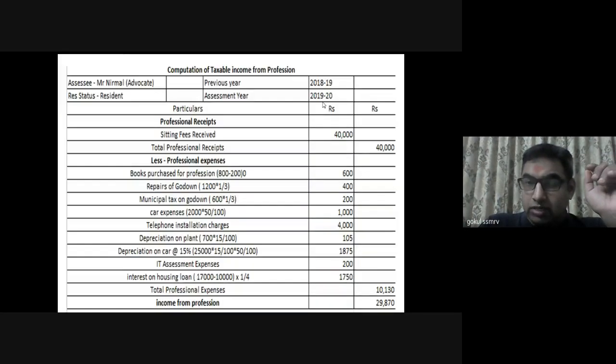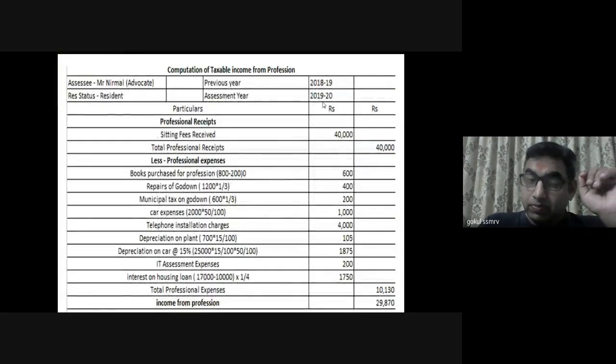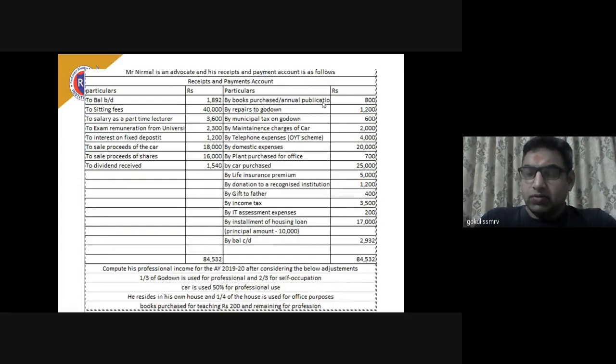Let us see what has been done here. 700. So 15% is what they say is the depreciation on plant. So you can take that 700 rupees. Then car purchase 25,000. So 15% is the depreciation on car. So 25,000 into 15 by 100 into 50%. Why? Because only half of the car is used for professional use.